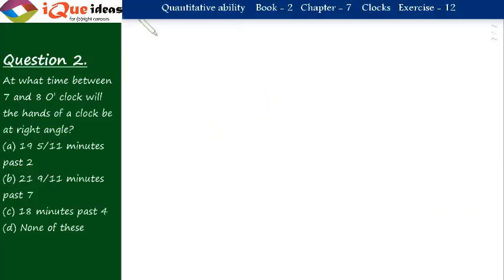Now let's take up the next question. It says, at what time between 7 and 8 will the hands of a clock be at right angle? So if we apply the first method where the angle theta is equal to 30 into h minus 11 by 2 into m, and put the theta value equal to 90 degree. Why 90 degree? Because we want the hands to be at right angle.